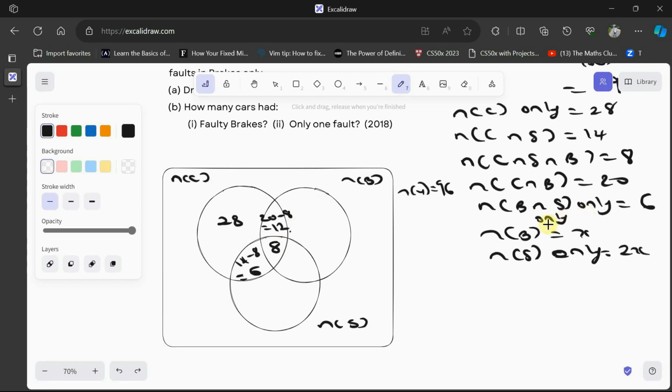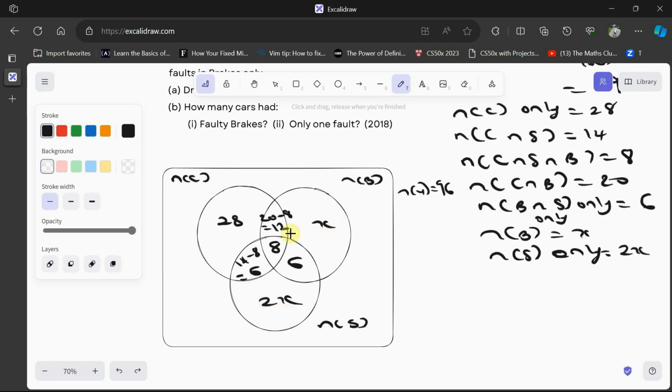Now we're told the number of brake intersection steering only is 6. So we already know this is only, so just put the 6 here. In the question, we're told that the number of people that had brake fault only is X. So the number of people that had brake fault only is this space that remains, which is X. And the number of people that had steering fault only is 2x, which is just this part that remains.